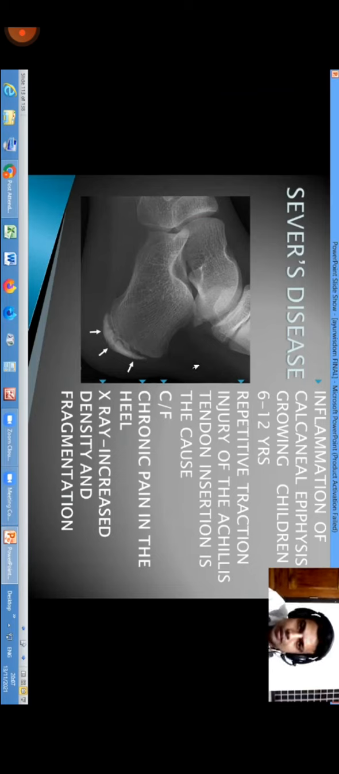It is caused by repetitive traction injury of the Achilles tendon. The Achilles tendon is attached here, and the pull of the Achilles tendon causes this inflammation, and this is called Sever's disease. It usually affects children aged 6 to 12 years, and chronic pain will be there in the heel.